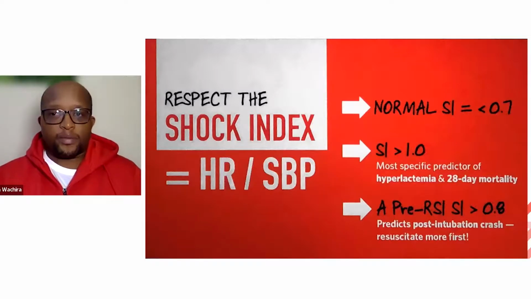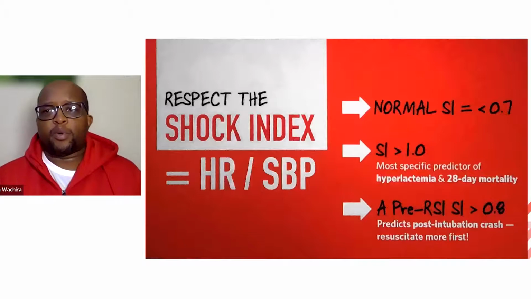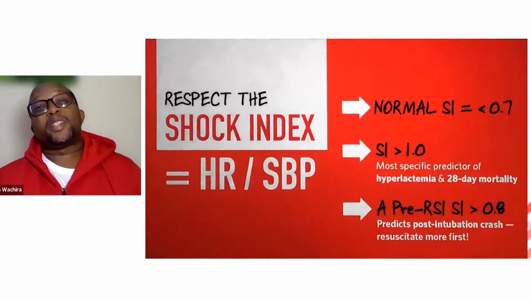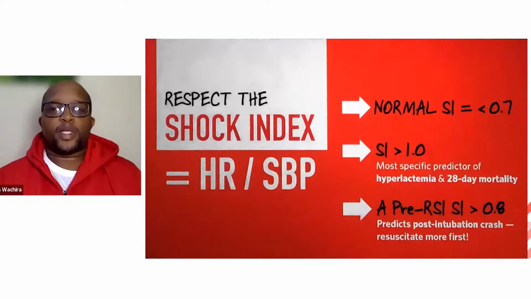Now, for a normal shock index, your heart rate should not be higher than your systolic blood pressure. Your heart rate should be more or less 70% of your systolic blood pressure. Am I doing the math right? Yes.